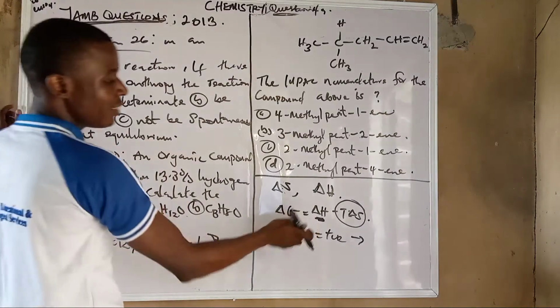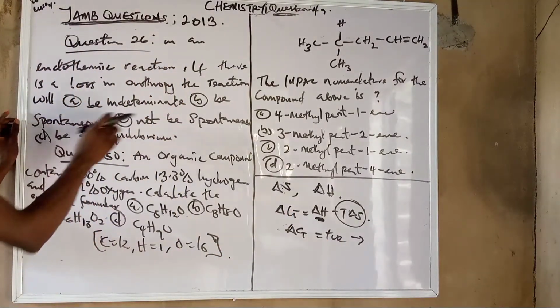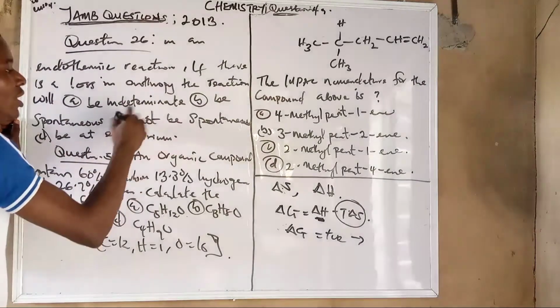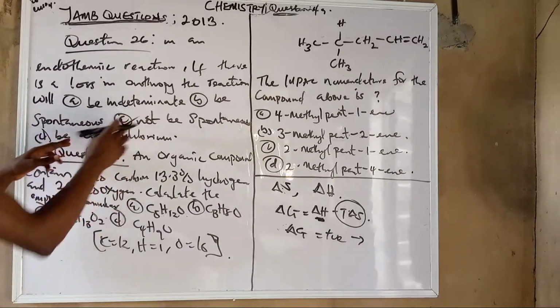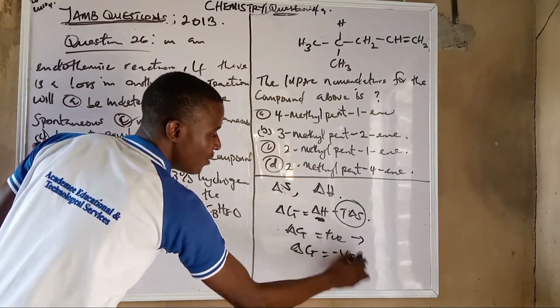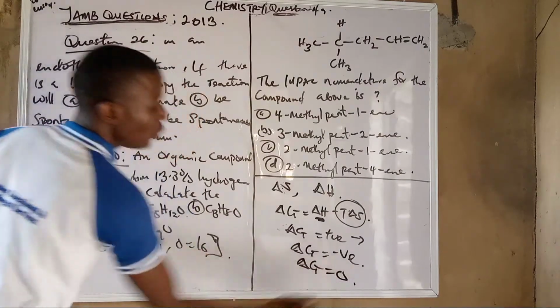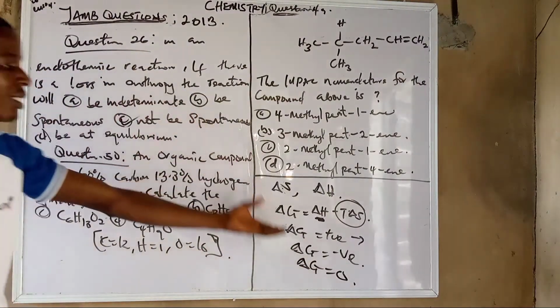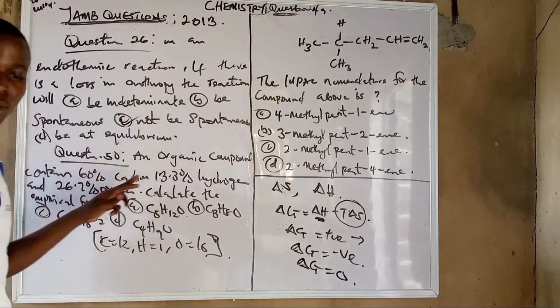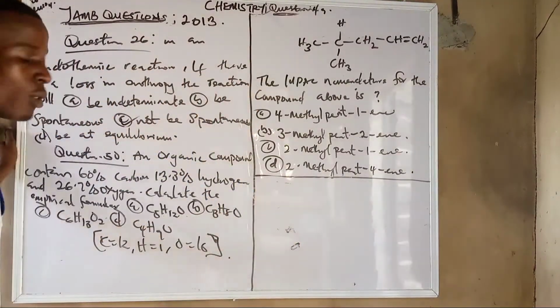But in this case here the G is positive, which means the correct option here will be not spontaneous reaction. If it is a spontaneous reaction, the G will be negative, while if it is at equilibrium, the G will be 0. So you have to take note of this, they do ask this kind of question. So let's move on to the next question, which is from organic chemistry.